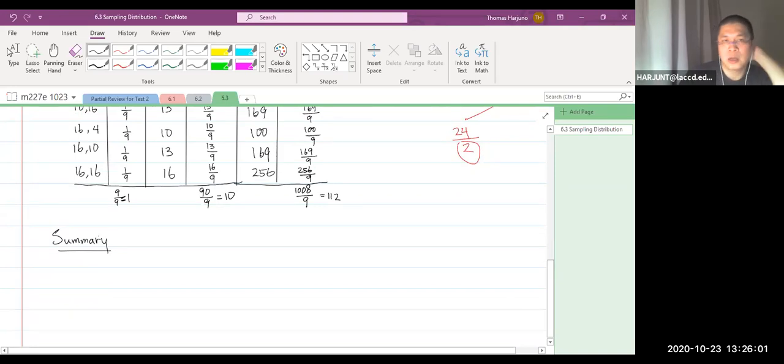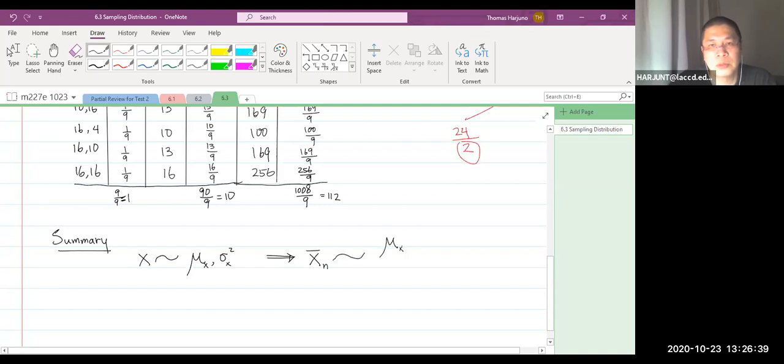Let's say I have a random variable distributed in a way that the mean is mu and variance is sigma squared. To clarify, let me make it mu sub x and sigma squared sub x. Now, the consequence, if you do sampling with size n, then the sample mean distribution will be distributed in a way that the mean of that sampling distribution is the same as the mean of the underlying distribution.